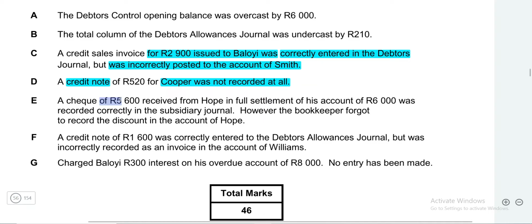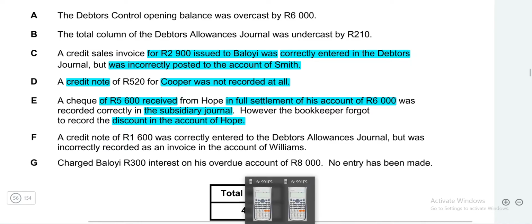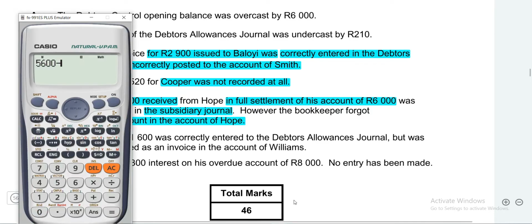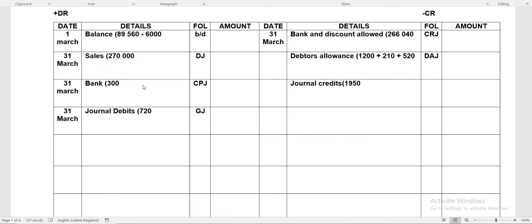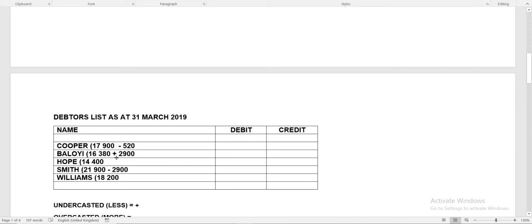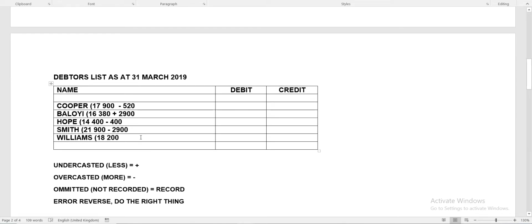Here they're saying that a check for 5,600 received from Hope in settlement of his account of 6,000 was correctly recorded in the subsidiary journal. So once they mention the word journal, just understand that it means that the control account has got the right information. So here they're saying that, however, the bookkeeper forgot to record the discount in the account of Hope. So the discount has already been shown in the main journal, but this person's individual account does not include that discount, and our discount according to here will be 6,000 minus 5,600, and then the difference that we are getting is 400. So the account of Hope does not include that 400, so we must go to his own individual account and then subtract that 400. So we say minus 400.